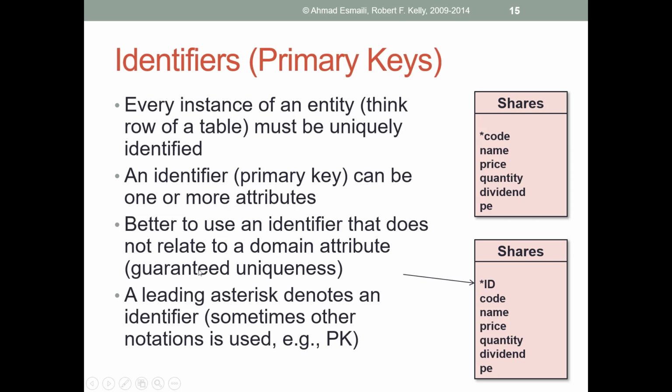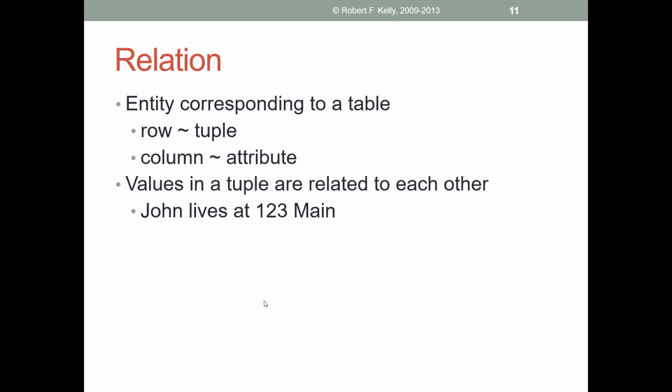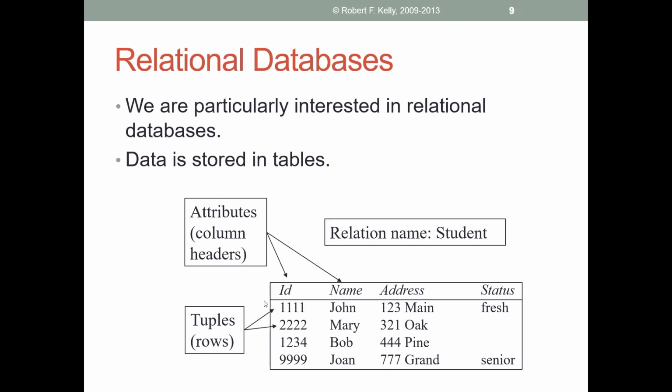It is better to use an identifier that does not relate to the domain attribute. Let me take you back to the example that I have. I don't have an example here, so I will have to take you back to my previous slides. We are looking at this table, which corresponds to the student entity, and we have different entity instances. We have 1, 2, 3, 4. 4 instances means 4 tuples.